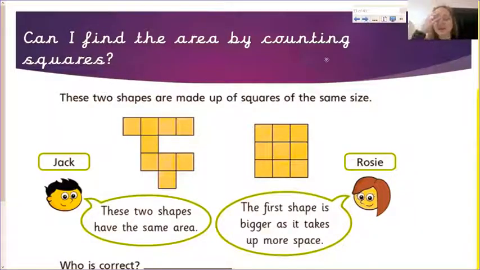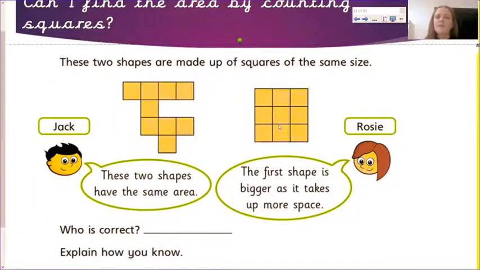Right, can I find the area by counting squares? These two shapes are made up of squares of the same size. So Jack's square is this one, and Rosie's square is this one. Jack says these two shapes have the same area, but Rosie says the first one is bigger as it takes up more space. So who is correct? Tell me who is correct and explain why you know this is correct.